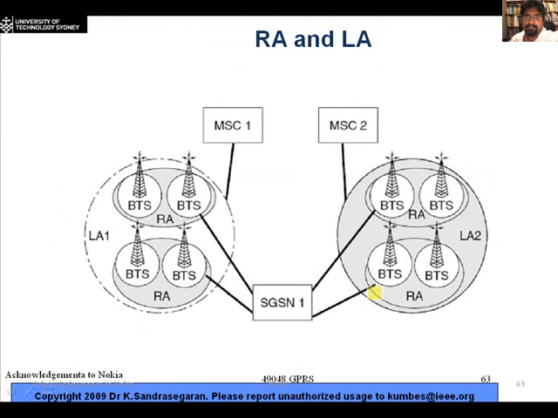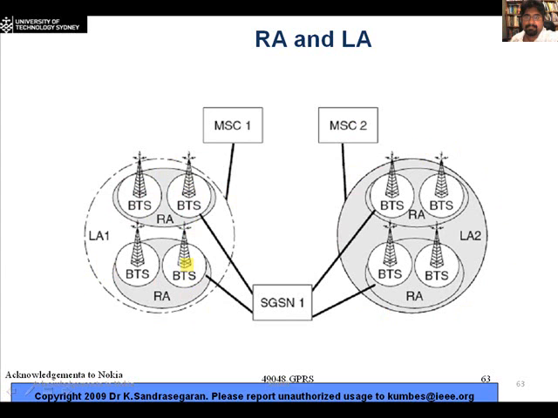Again, another similar diagram. You know that the concept of routing areas in GPRS and the concept of location areas in GSM has to overlap. In GSM, if you had maybe these two MSCs, and this MSC had one location area, and this MSC had another location area, and within this location area there were a number of BTSs, and each BTS has a cell associated with it.